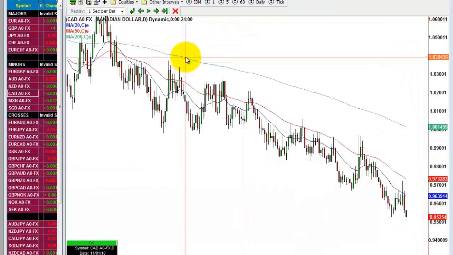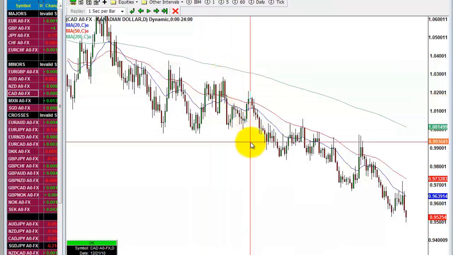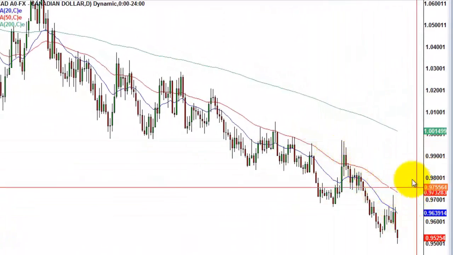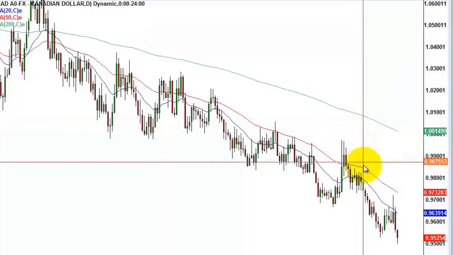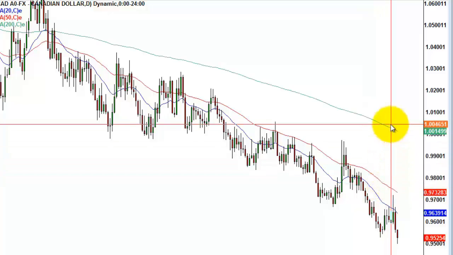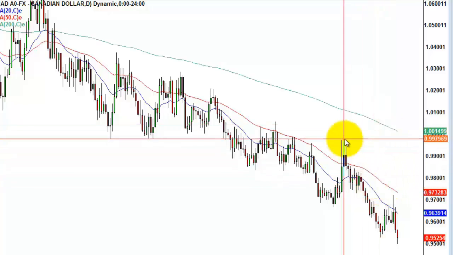Again with dollar CAD, we have a nice downward trend, lower highs and lower lows, a decent amount of predictability about it. We've got the 20 moving average below the 50, the 50 moving average below the 200. Moving averages do lag, but you can see how they objectively map out how we can expect cyclicity to react next.